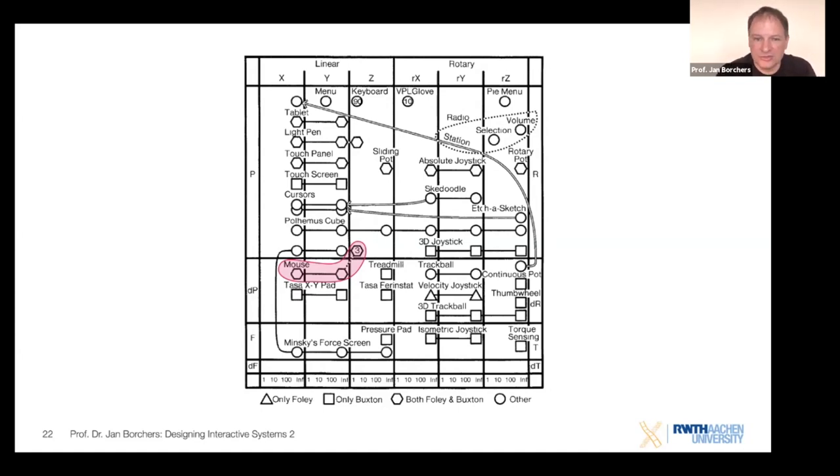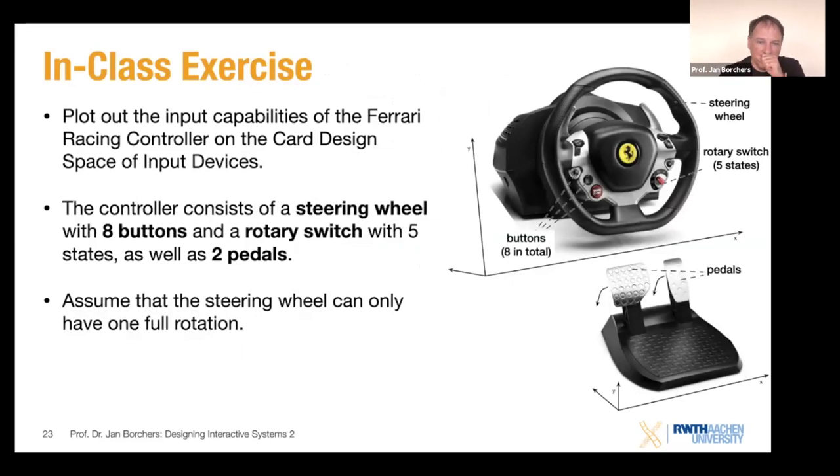And I know this is sort of abstract, and although we've talked through a couple examples, I want you guys to turn on your own brain and try a little in-class exercise with me. And the in-class exercise is this.